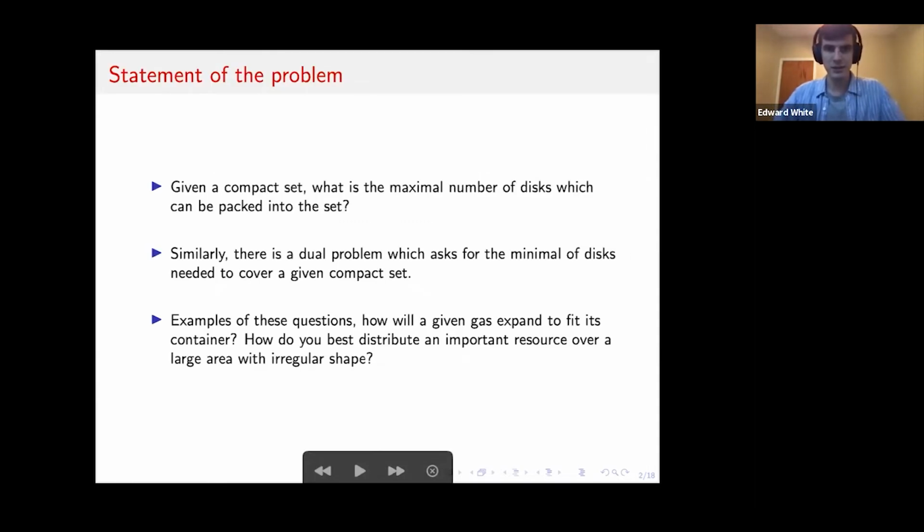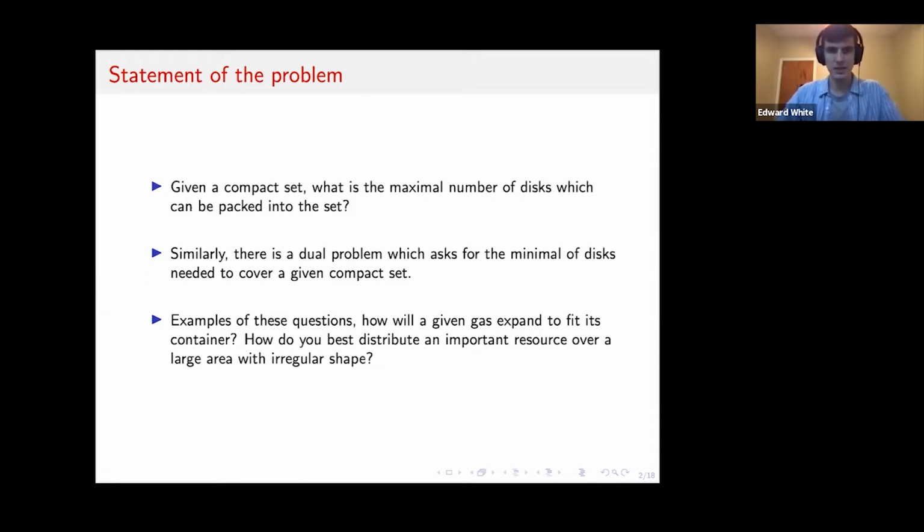So the statement of the problem can be introduced as follows. Given a compact set, what is the maximal number of disks which can be packed into the set with no overlap? Or similarly, there's the dual problem of covering, which asks what is the minimal number of disks needed to cover that given compact set.